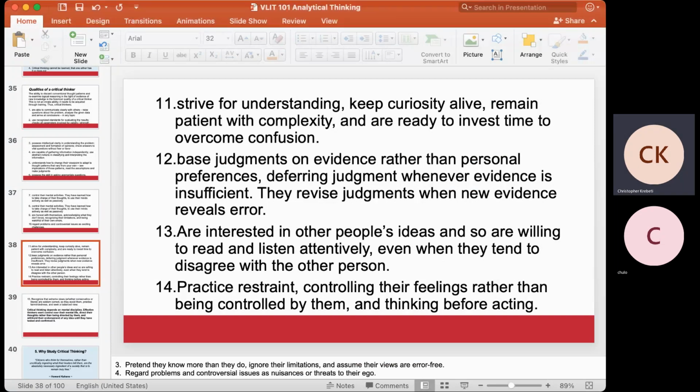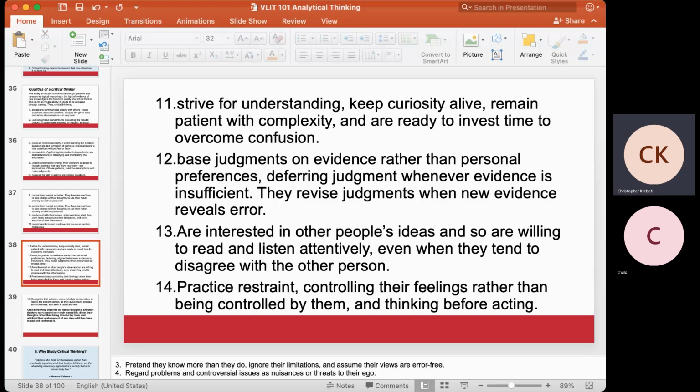They also base judgment on evidence rather than personal preferences. Evidence is always important. If you go to the court, any judgment or prosecution that will be admissible for interrogation is done on the basis of the evidence that has been offered.